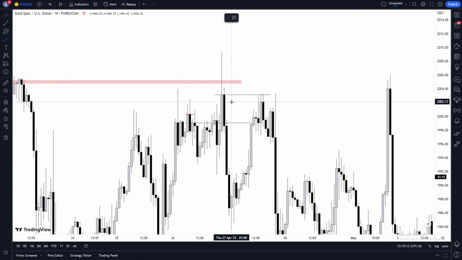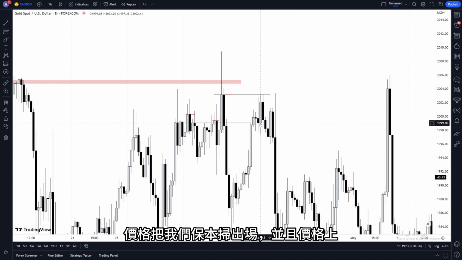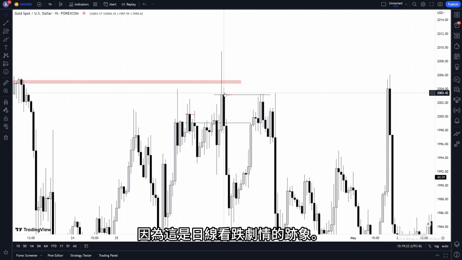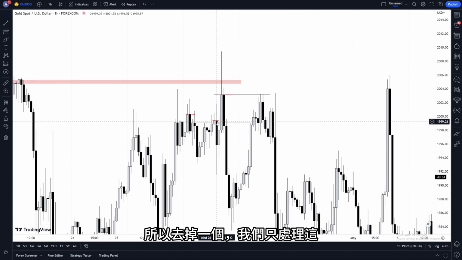We have 3 zones. Don't forget that if price comes up, like let's assume price hits us out at break even and price comes up, I'm still going to want to take a sell over here. Why? Because this is an indication of a daily bearish storyline. So how many zones are we going to be dealing with? Correct? So take one away, and we're just dealing with these 2.